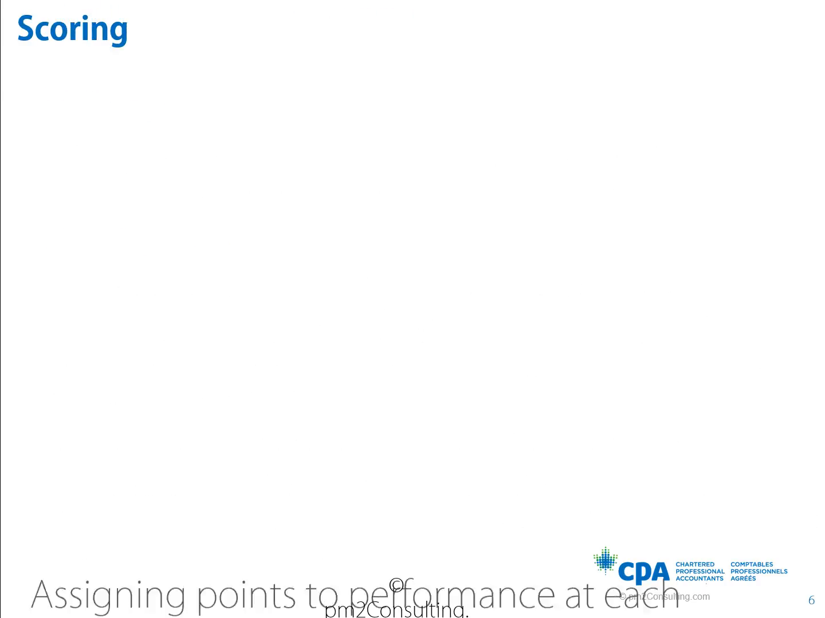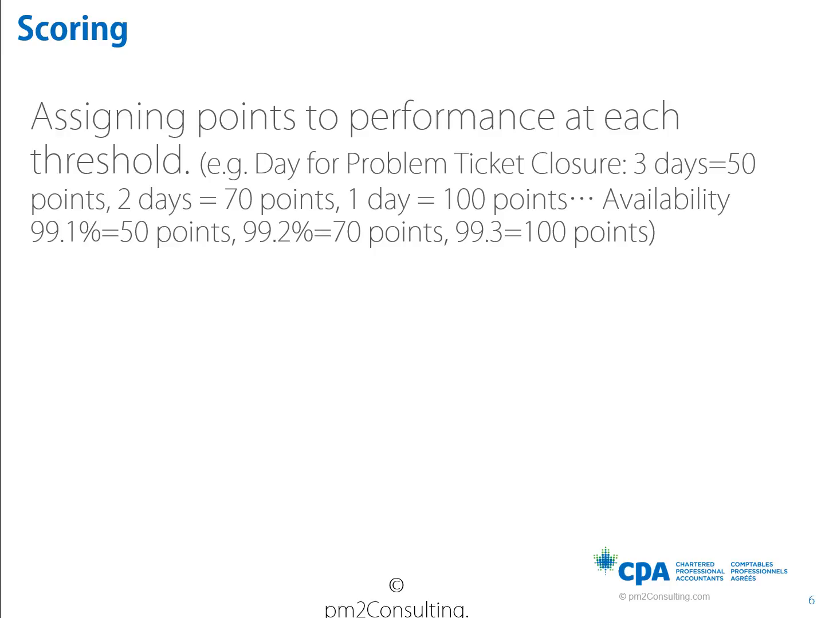The final option is scoring. What scoring looks like is we assign points to each performance threshold. And again, the example there is like a decathlon event. So let's say, for example, for solving problem tickets, if we close it in 3 days, we earn 50 points. If we close it in 2 days, we earn 70 points. In 1 day, we earn 100 points.